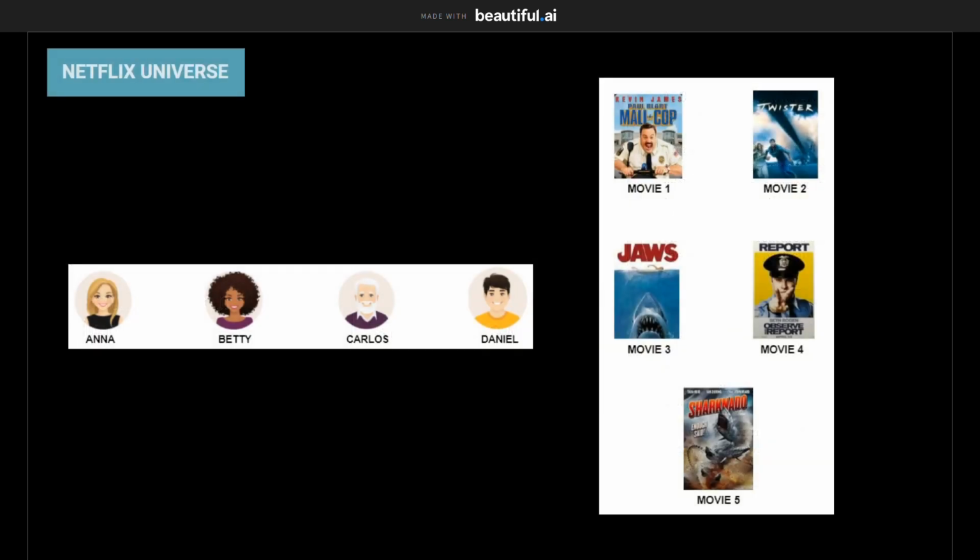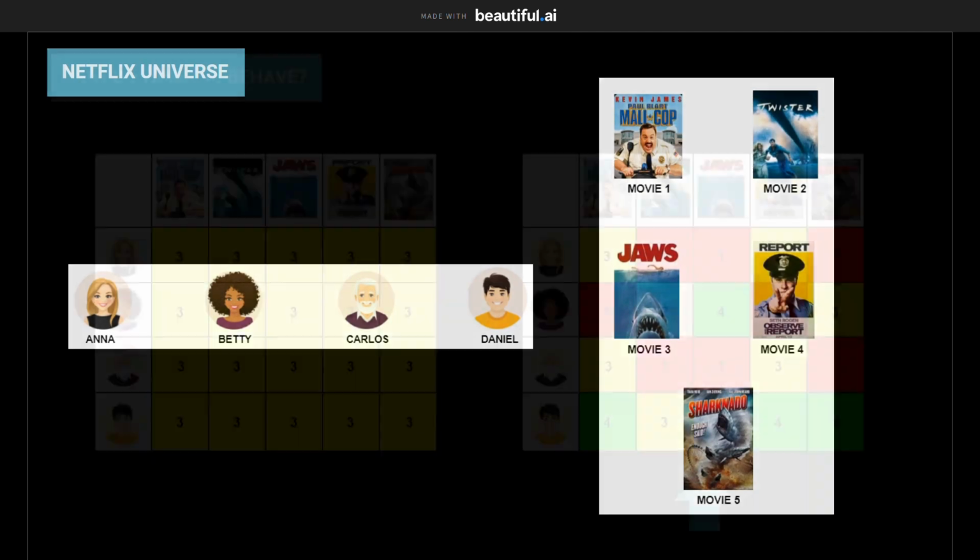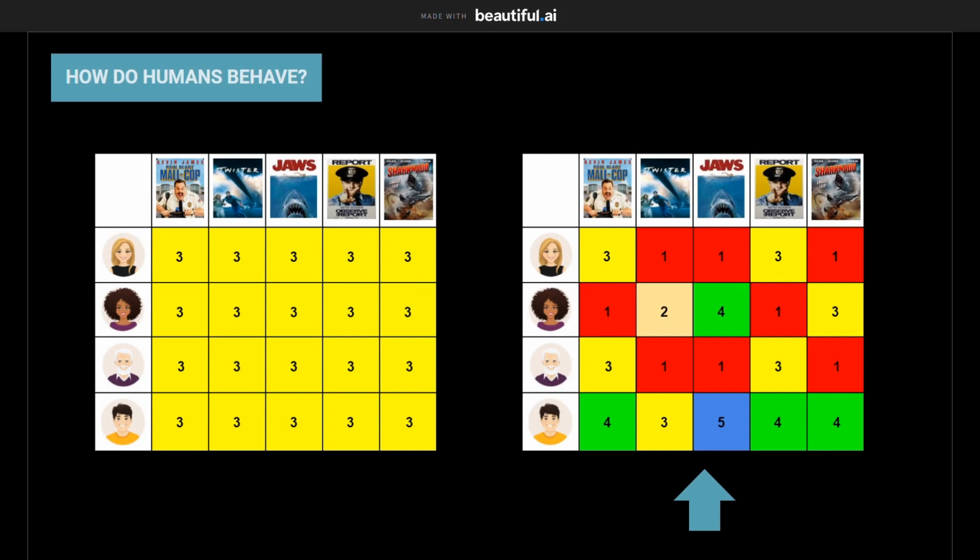Let's understand this with a real world scenario. Let's assume a Netflix universe with 4 users and 5 movies. How do humans behave in general? The matrix on the left has uniform values for all the movies by all the users, which is quite unrealistic, whereas the one on the right resembles the real world situation. Also, one more point to note here is that in general, the matrix is going to be a sparse matrix, as a user does not necessarily have to watch all the movies.